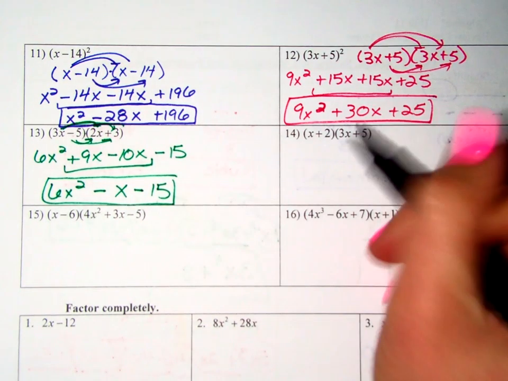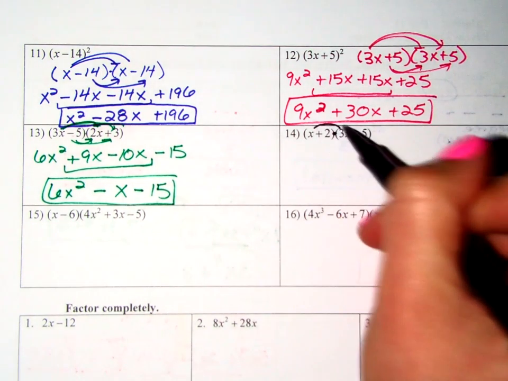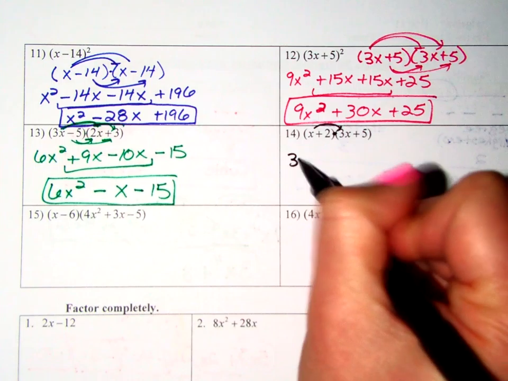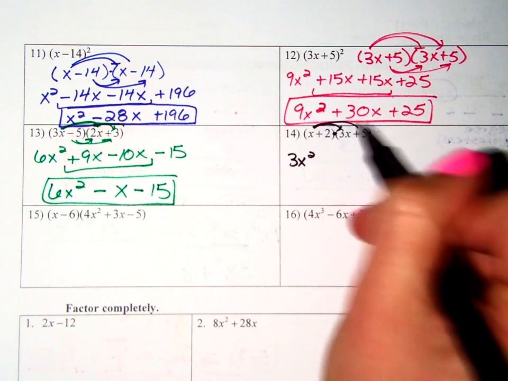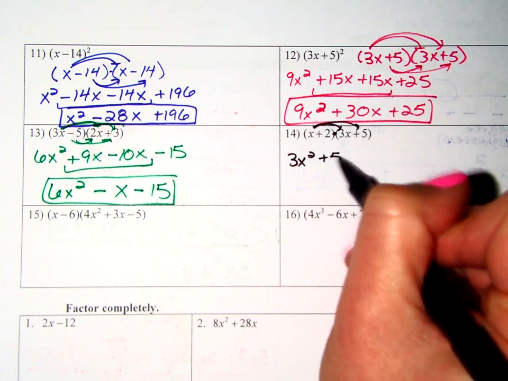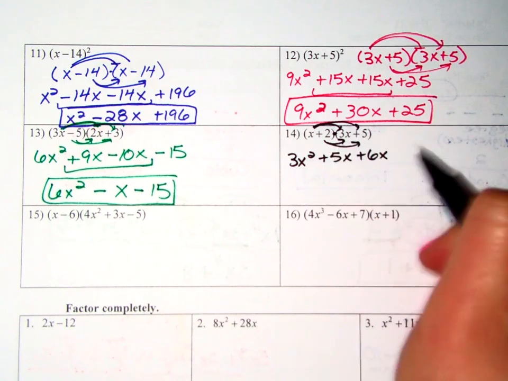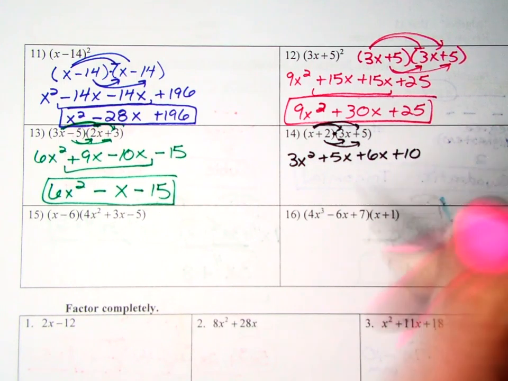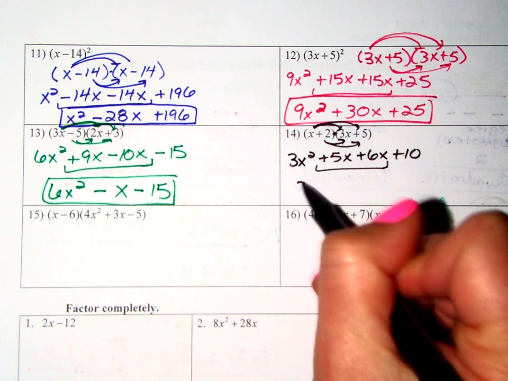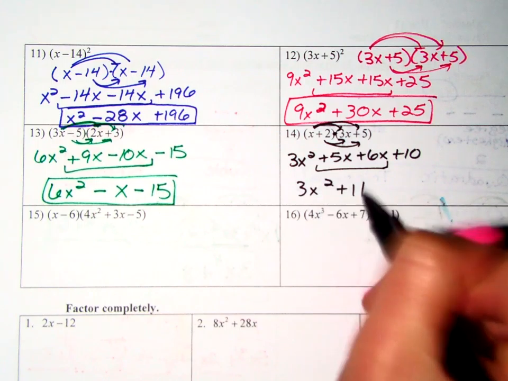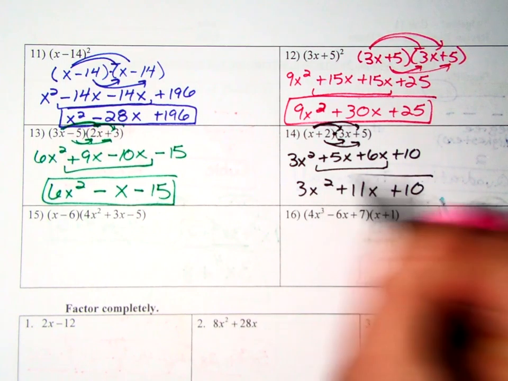Next one, again, there's nothing between them, so we multiply. So x times 3x would be 3x squared. X times positive 5 is positive 5x. 2 times 3x is plus 6x. 2 times 5 is plus 10. Combined our like terms, we would have 3x squared plus 11x plus 10.